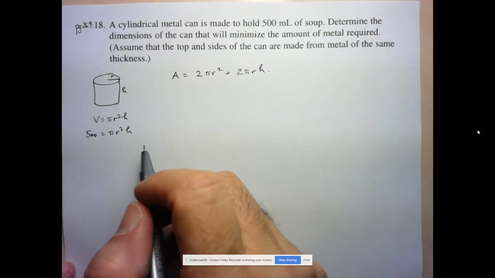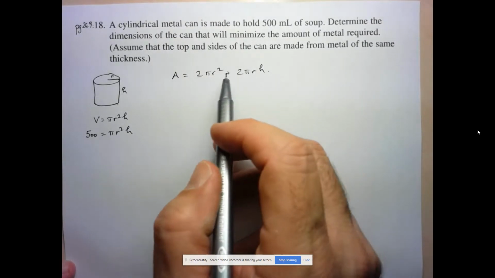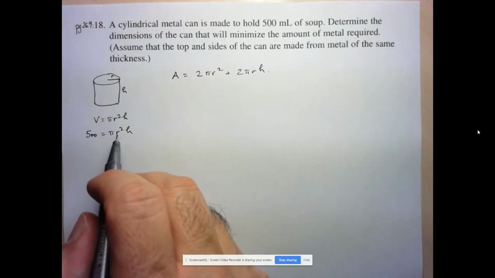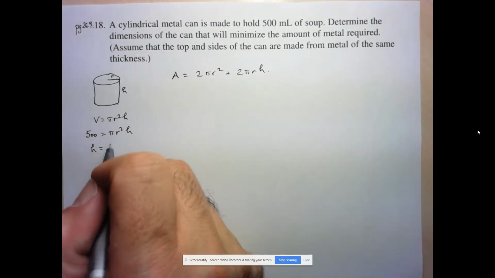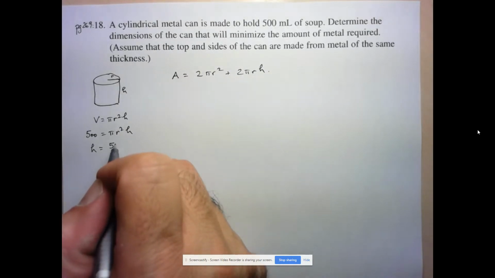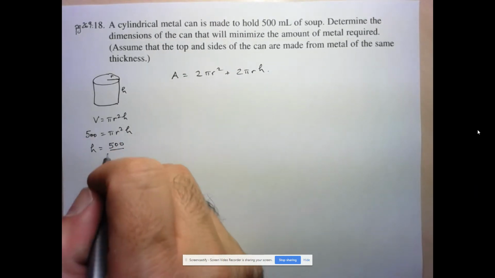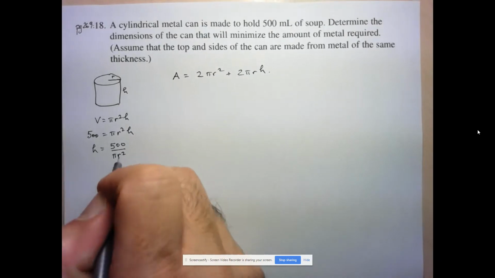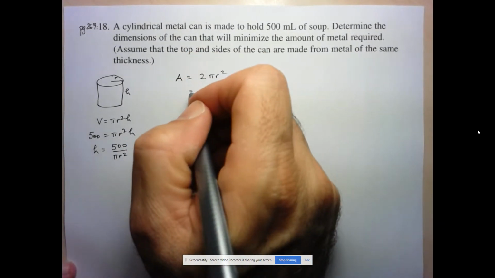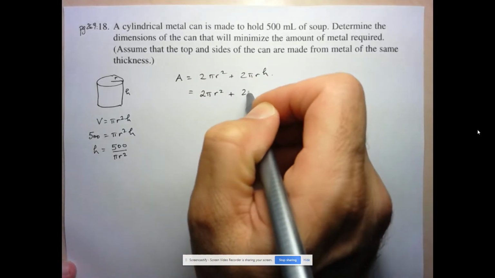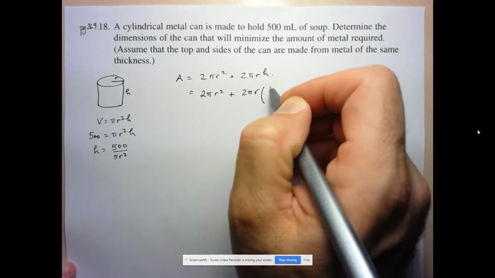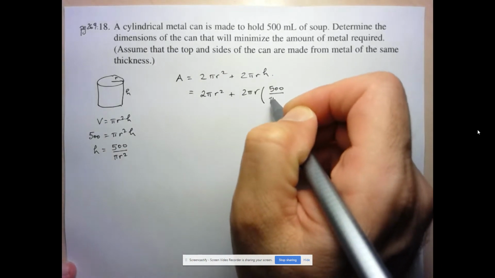Now here, given that we have both an r squared and an r, it doesn't make sense to isolate either r or r squared, but what we should be doing is isolating the h. That'll avoid bringing any square roots into our equation. So h is 500 over pi r squared. So now let's do the substitution: 2 pi r squared plus 2 pi r, and h will be replaced by 500 over pi r squared.